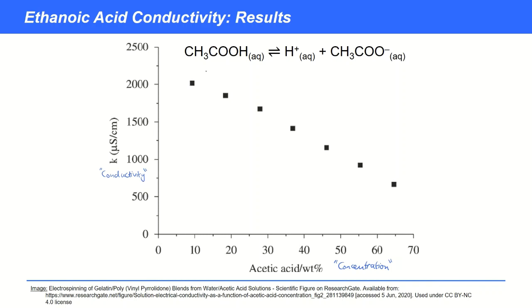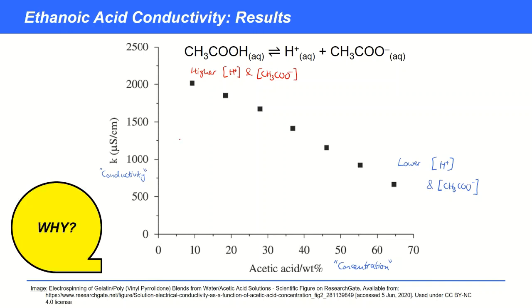Now that should surprise you. Over here we've got less ethanoic acid, so it stands to reason that you should have fewer of these ions. Here we've got lots and lots of ethanoic acid. Surely that means we've got more of these ions. But the answer is actually quite the opposite. Over here we've got a lower concentration of H+ and CH3COO- ions. Here we've actually got a higher concentration of H+ and CH3COO-. How can it be? Why are these results the way they are?